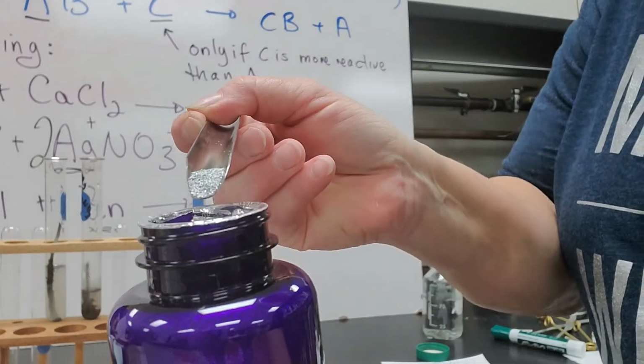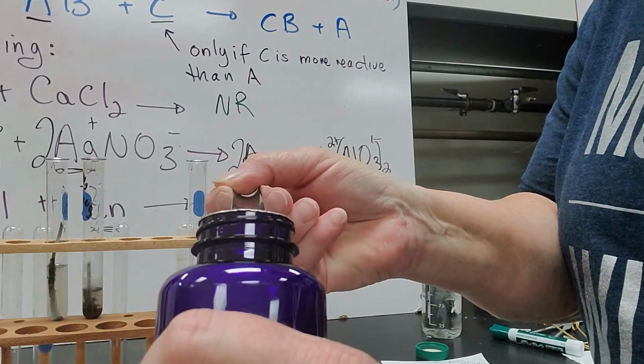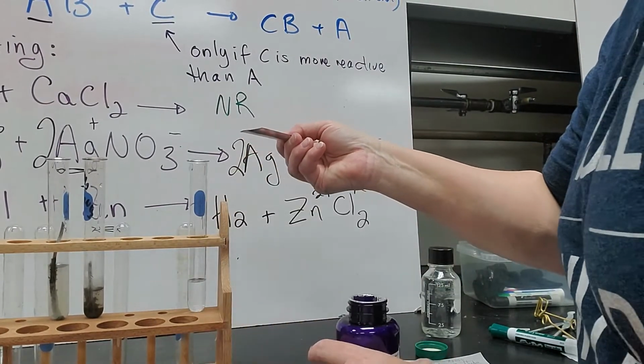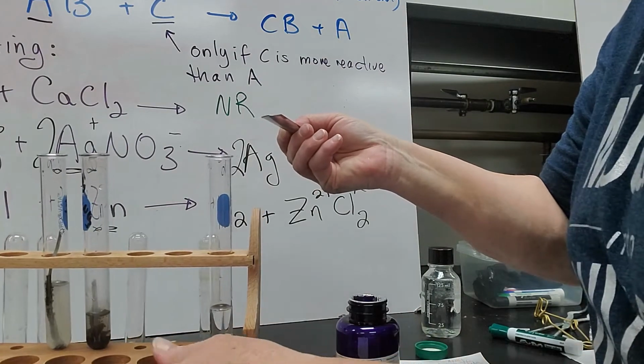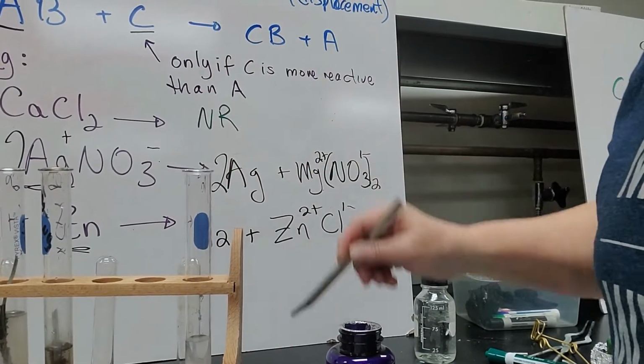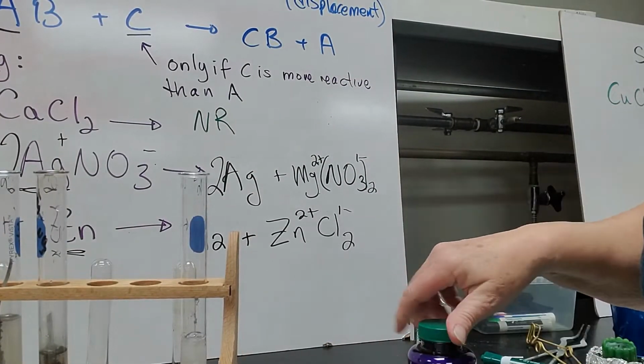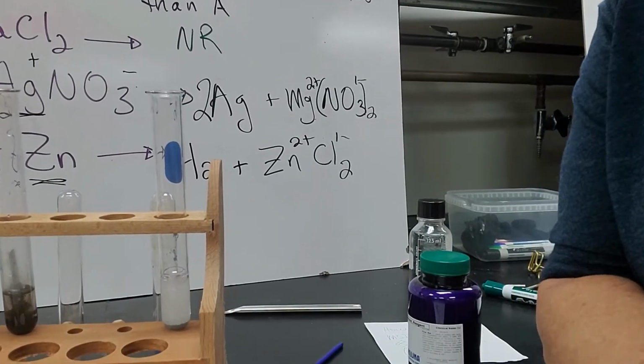Which is a beautiful silvery type metal. Let's get a little bit more. And let's get this a little closer. Okay, you can already see it starting to bubble.